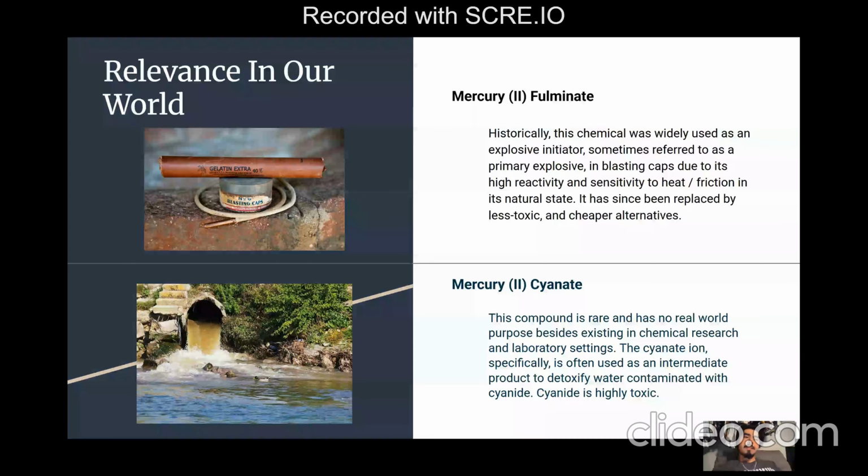Mercury cyanate, we don't really see it often since it is a rare molecule, but it is like a byproduct for cleaning water. It's made when you're detoxifying water and adding cyanide into the water. The cyanide just gets pushed out, and that's it.